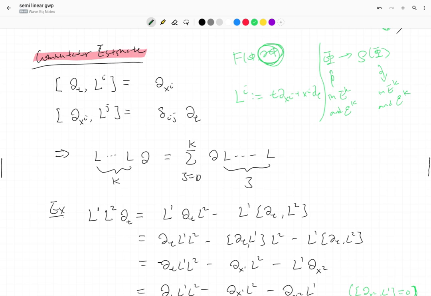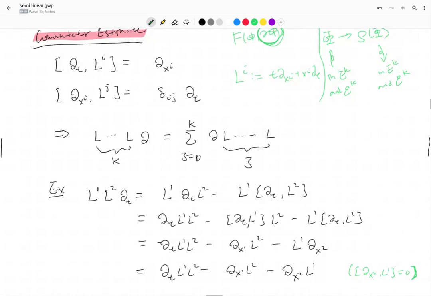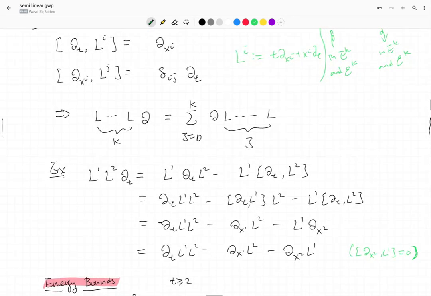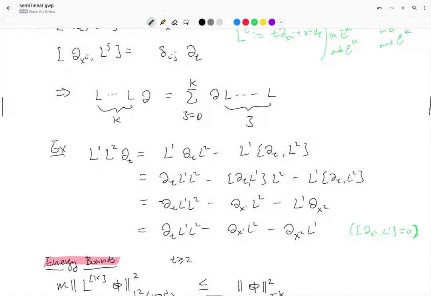Basically what it's saying is that I can move the derivative from all the way in to all the way out and vice versa by adding to it lower order L derivatives. Okay, and this can be proven by induction, but I'm just going to give you an example of what it looks like, and then you can figure out how to do the induction argument yourself. Okay, so let's do an example.